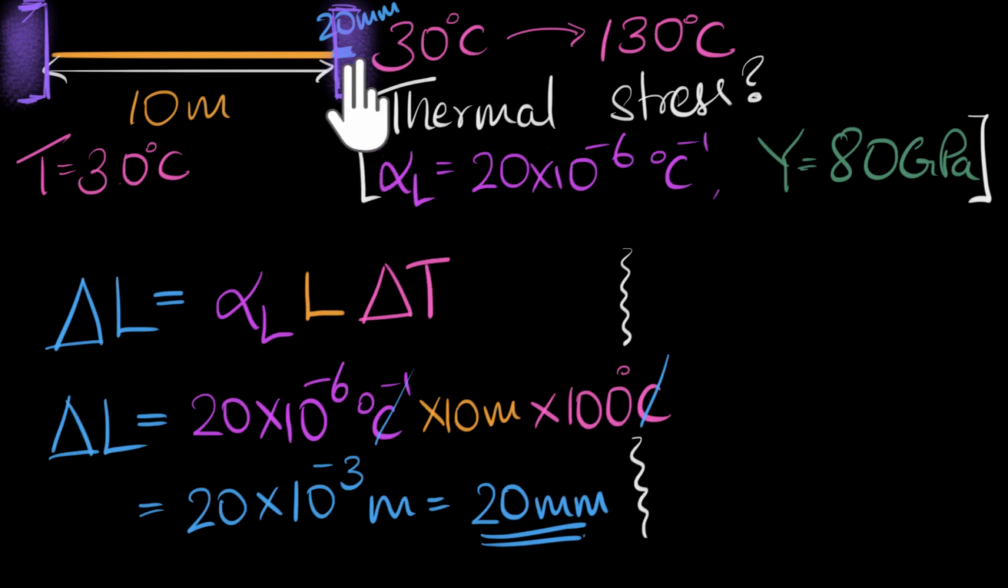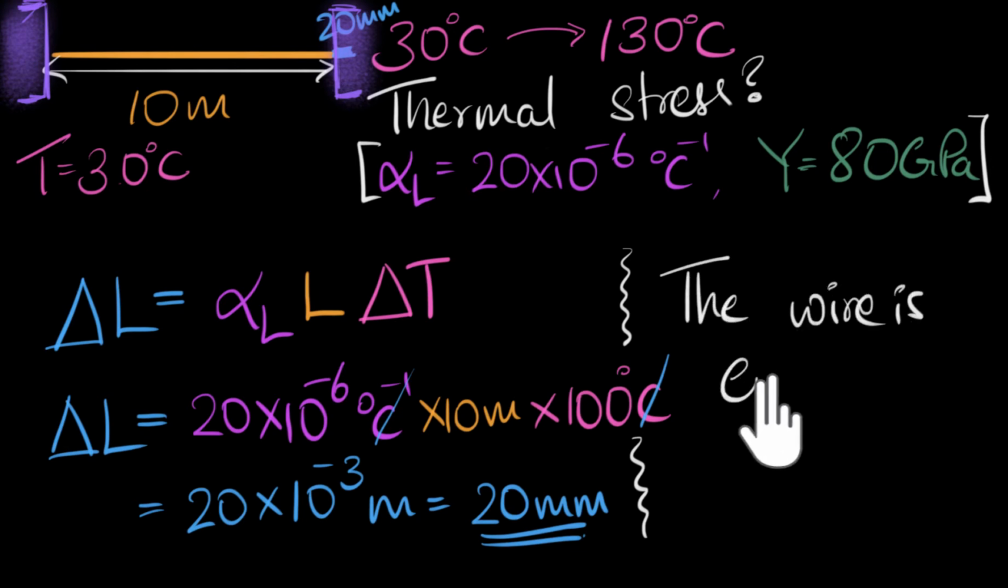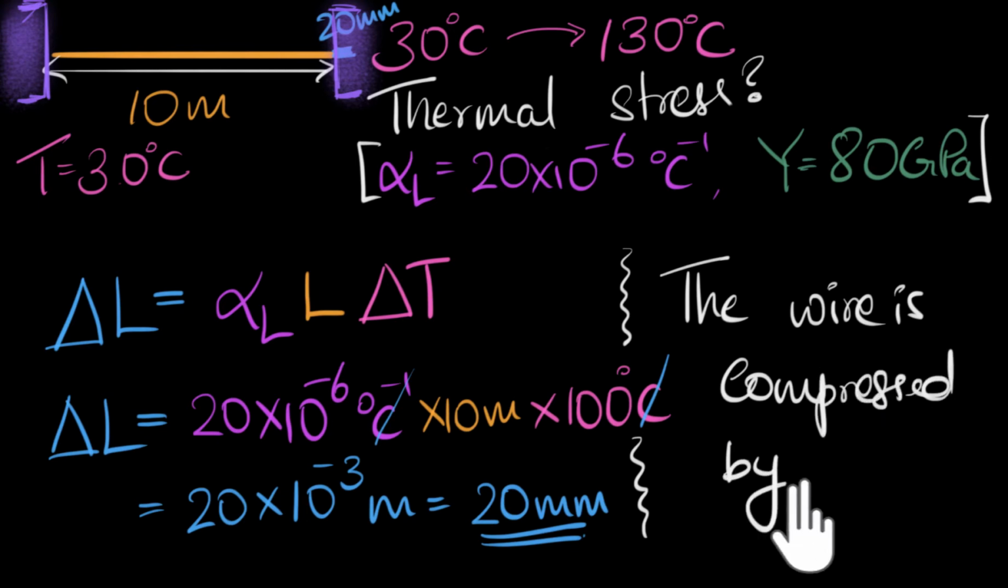So the effect of the wall can be thought of as this: at 130 degrees Celsius, the wire should have had a 20 millimeter longer length, but it doesn't. And the reason it doesn't is that the walls are pushing from the sides and making sure that it doesn't expand. In other words, the wire is being compressed by 20 millimeters.